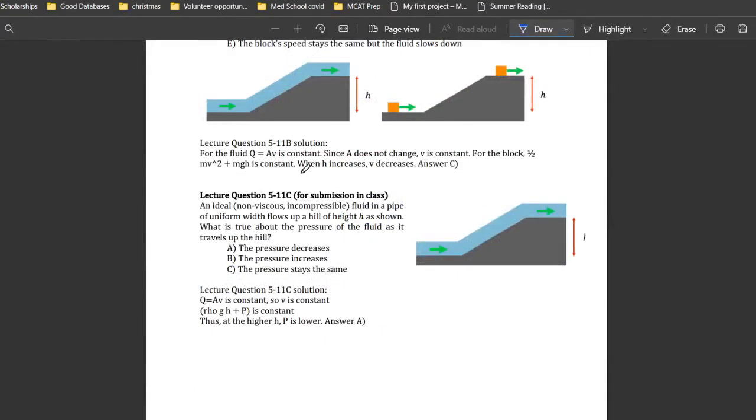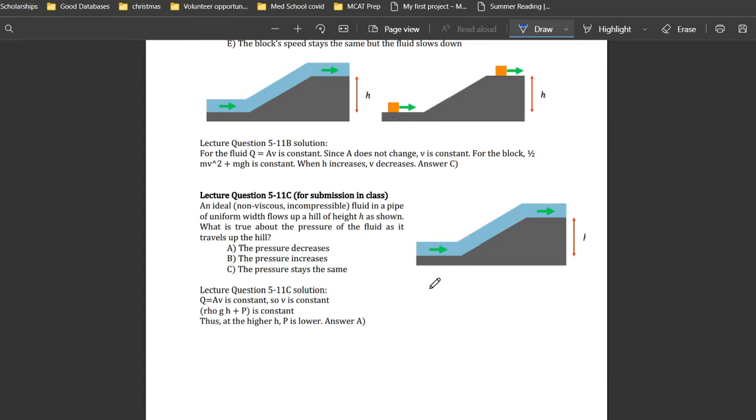So jumping ahead here, because we went pretty in-depth with those last two examples about the relationship between the variables of the Bernoulli equation. So let's consider 5-11C. An ideal non-viscous incompressible fluid in a pipe of uniform width, so no change in velocity, flows up a hill with a height h, as shown here. What is true about the pressure of the fluid as it travels up the hill?